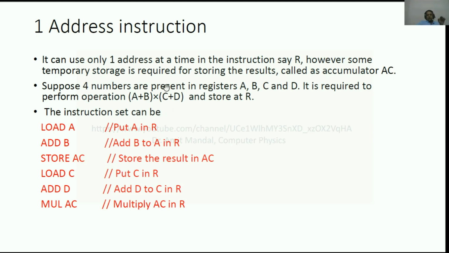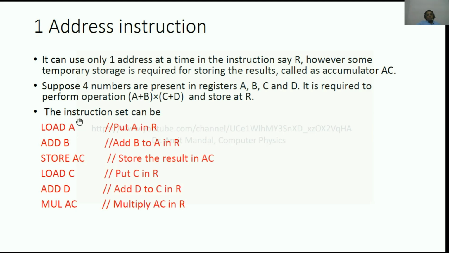Okay. Again, the same example I am taking. Suppose I want to add A plus B and then multiply with C plus D. A, B, C, D are the registers. Okay. And store in register R. Now in this case, what happens? Load A. The code is different, you can see. Okay. So load A means what? However, I must write it as load R comma A.